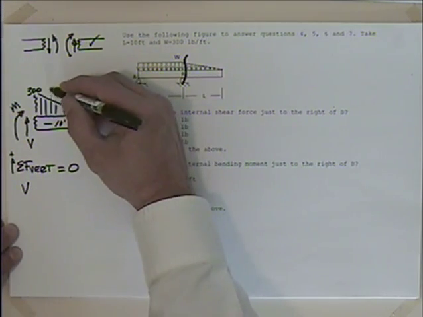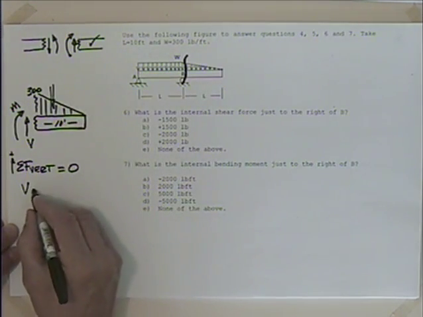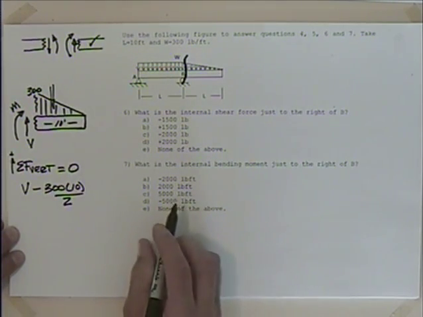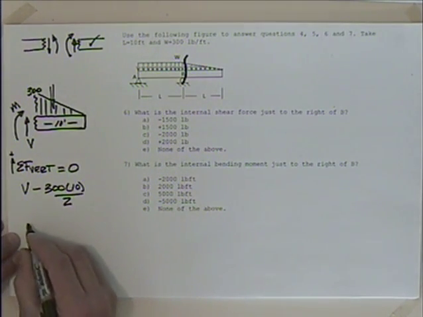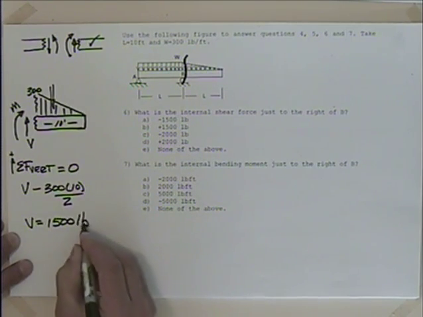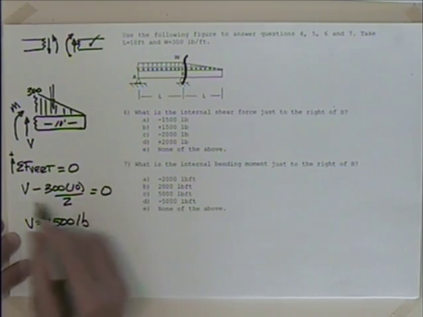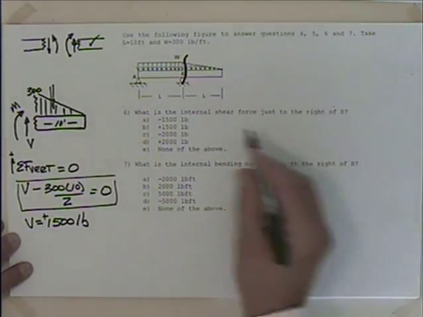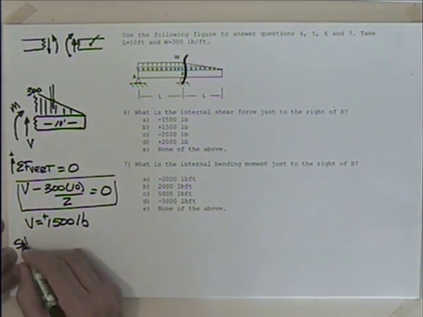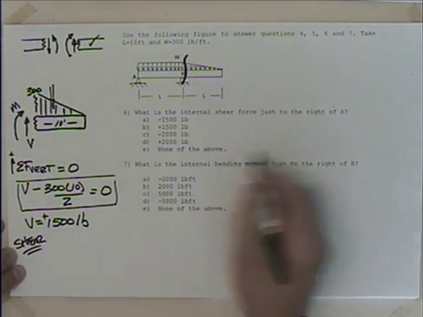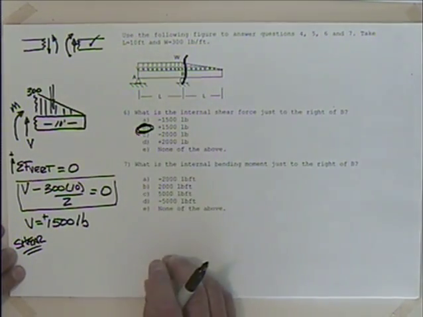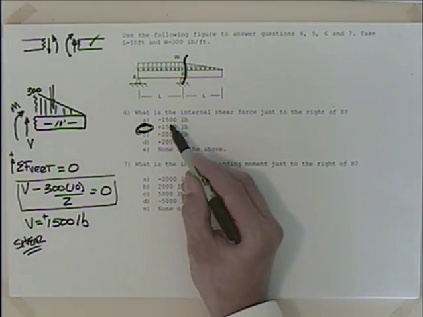And then I have to subtract off this, don't I? So I'm going to have minus 300 times 10 divided by 2. That's the area there, right? So I could say that V is equal to what? 1,500 pounds. Because this is your equation, this is equal to 0. So this would be positive. So internal shear, this is our shear, positive 1,500. So we have answer B. And that's why it's important we use this convention, because negative would be wrong.